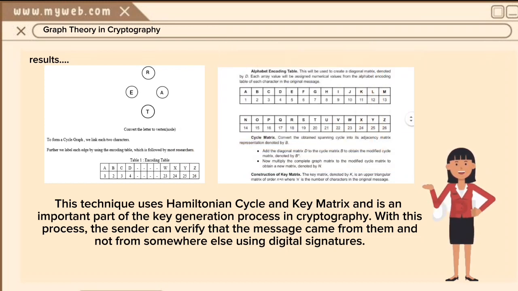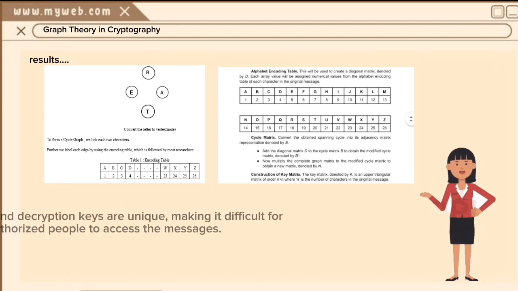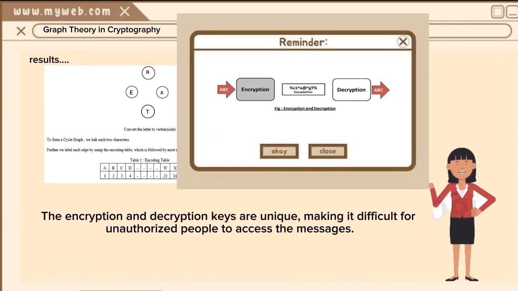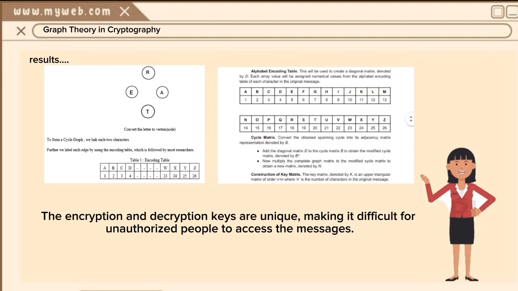With this process, the sender can verify that the message came from them and not from somewhere else using digital signatures. The encryption and decryption keys are unique, making it difficult for unauthorized people to access the messages.